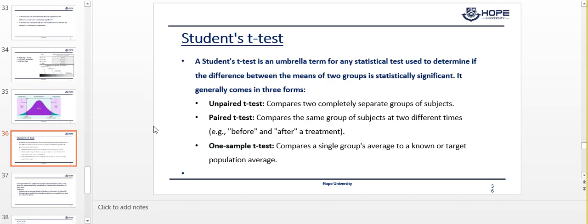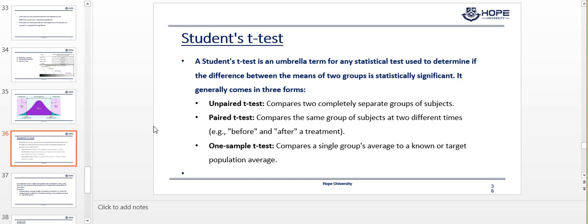Also, what is a t-test? T-test, or Student's test, is an umbrella term for any statistical test to determine if the difference between the means of two groups is statistically significant. Mostly it focuses on the comparison of two group means, nothing else.